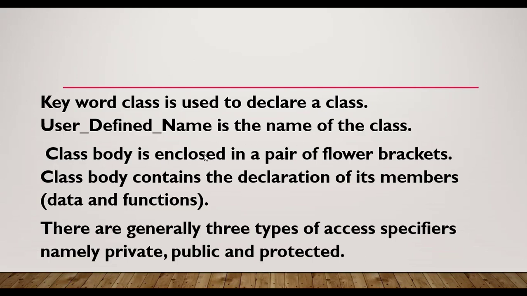And the class body is enclosed in a pair of flower brackets, that is, an opening bracket and a closing bracket have to be there for a class syntax, and the closing bracket should have a semicolon. Inside the body of the class we have two kinds of members, that is data members and member functions. There are generally three types of access specifiers, namely private, public and protected. Mostly we will be using private and public in our programs.